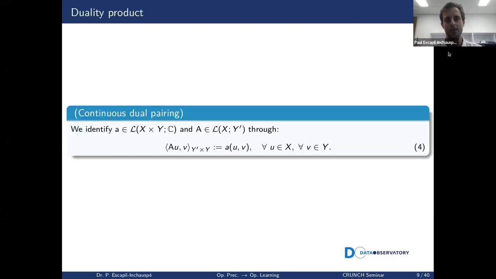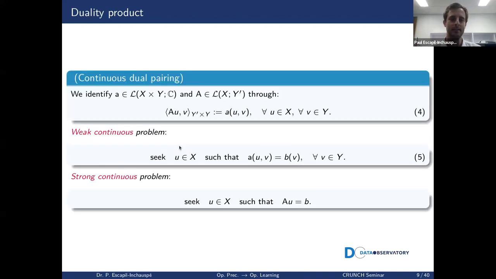First, the duality product is just to say that, in our setting, we can identify the sesquilinear form with a continuous linear operator through this form, using the duality pairing, which is defined here. It's just about notation, but it's pretty interesting because we get some counterparts. This is the continuous problem that I defined before, and we see that we have a strong equivalent problem, which is defined as an operator equation.